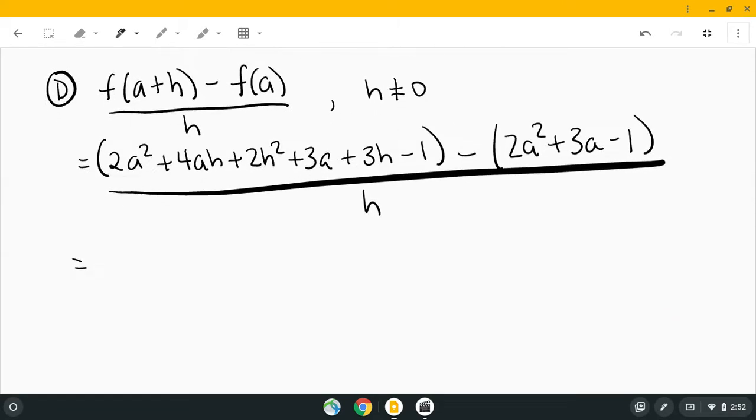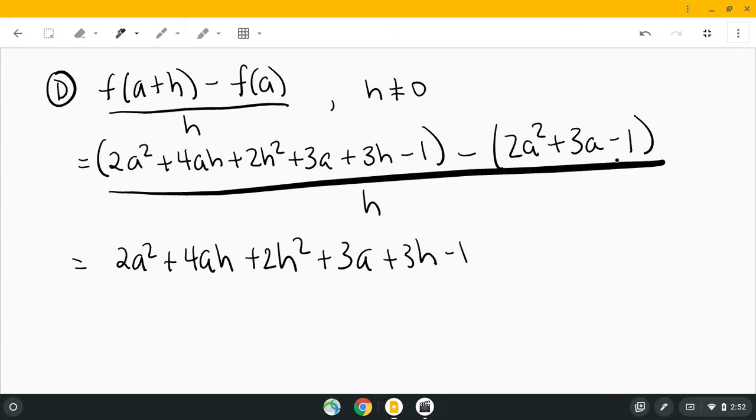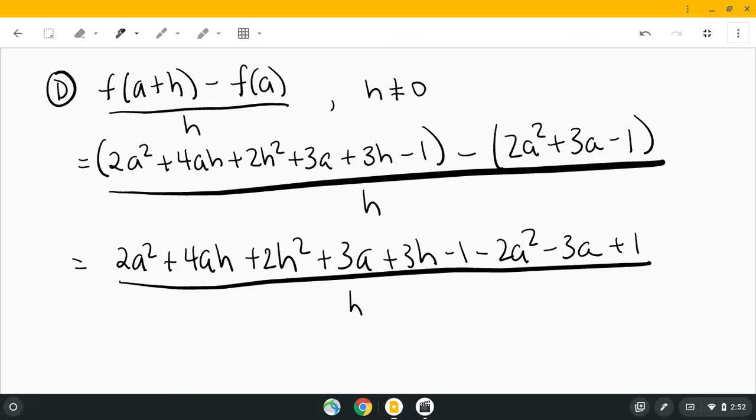Okay, so let's go ahead and do the subtraction. 2a squared. I'm going to go ahead and remove the parentheses so that you can see what we have here. Now right here, this subtraction gets distributed to everything in here. So this is going to be negative 2a squared minus 3a and plus 1. Okay, so negative 2a squared minus 3a plus 1. And h is just hanging out.